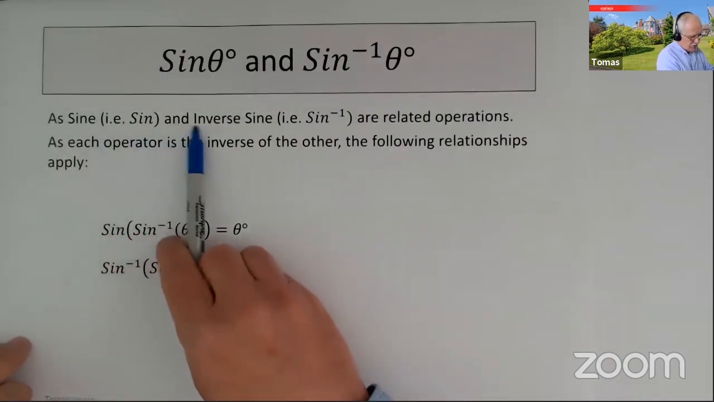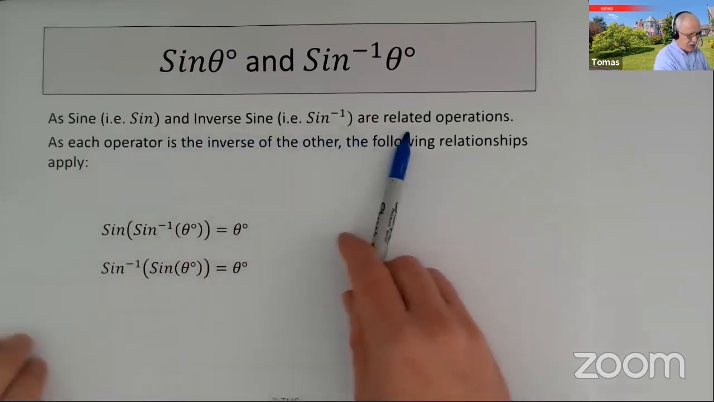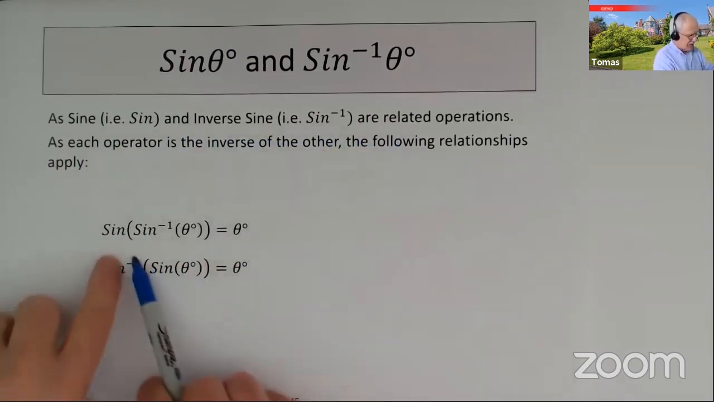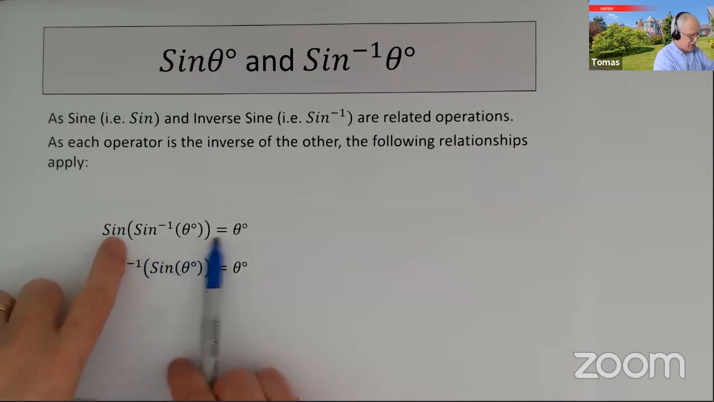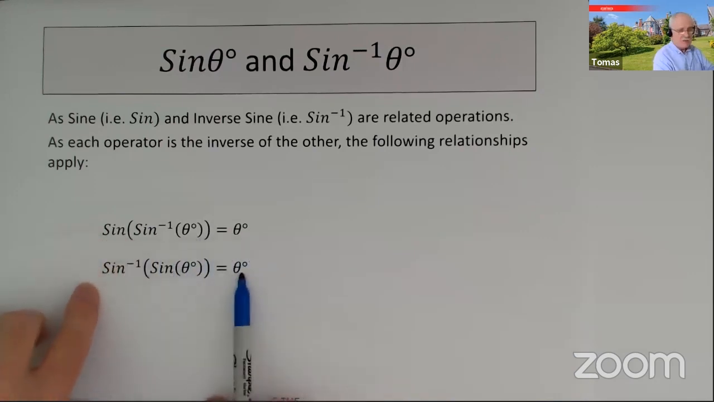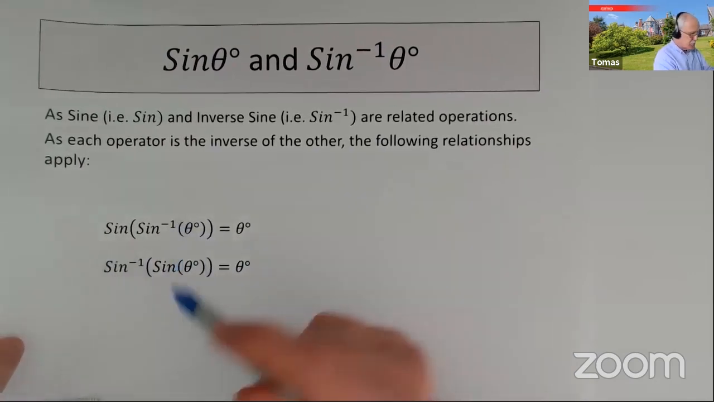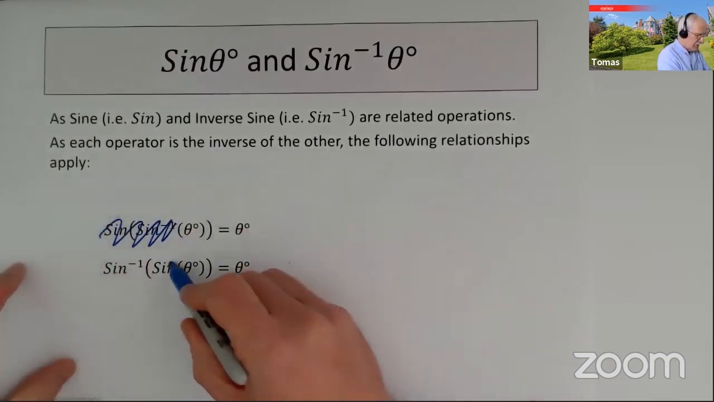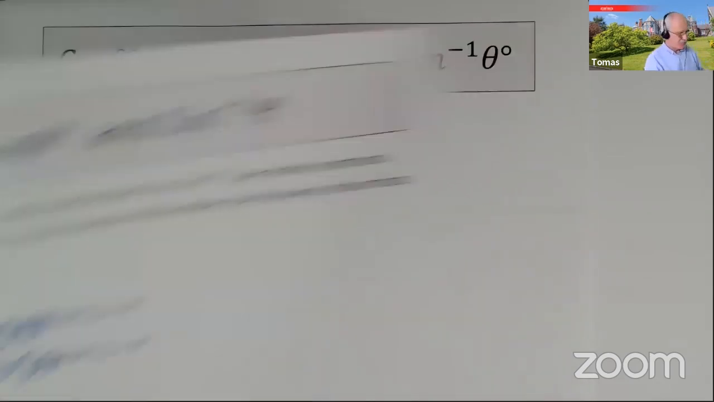So sine and inverse sine are related. Each operator is the inverse of the other. So sine of sine inverse theta is theta, and sine inverse of sine theta is theta. They just wipe themselves away, really, and that's very handy for doing questions.